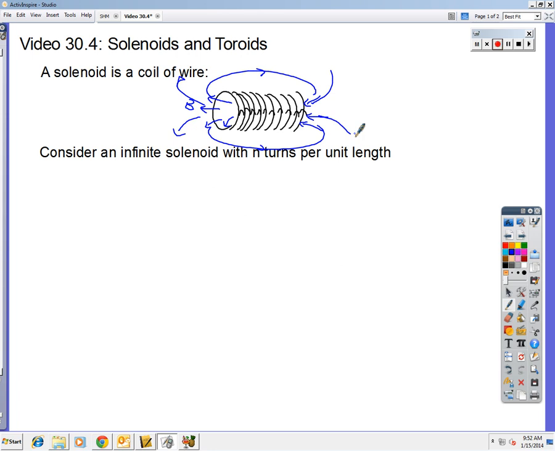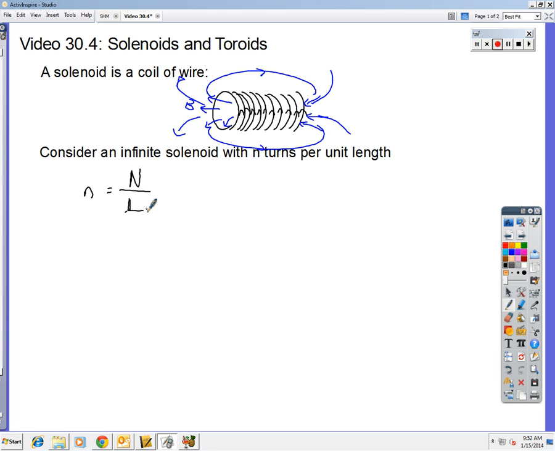Now, the equations we're going to derive are for an infinite solenoid, which in practice means a solenoid that's longer than it is wide. Because it's infinite, it has an infinite number of turns, but it has n turns per unit length. So if we have a very long solenoid, little n equals the total number of turns divided by the length of the solenoid. But we're just going to look at a portion of the infinite solenoid.